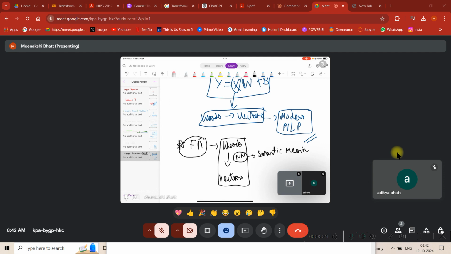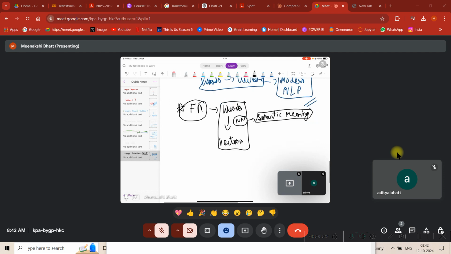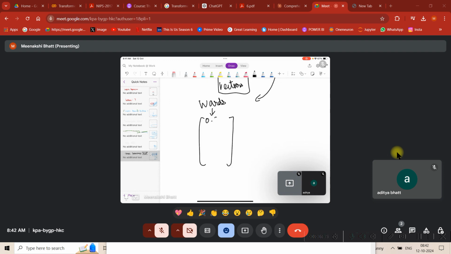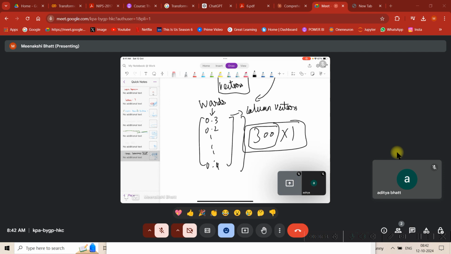So essentially what happens is that most of the words can be written in the form of a vector like this. Let's say 0.3, 0.2, this and 0.9. Let's say the dimension of this is 300. Okay, this is 300 cross 1. Now trying to understand, this is essentially a column vector.